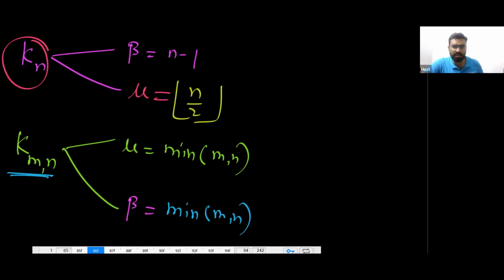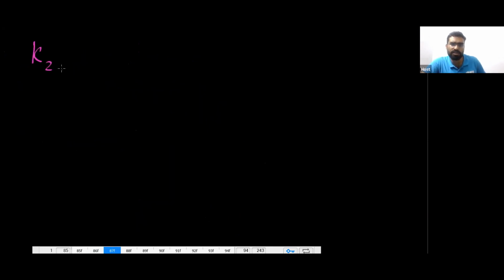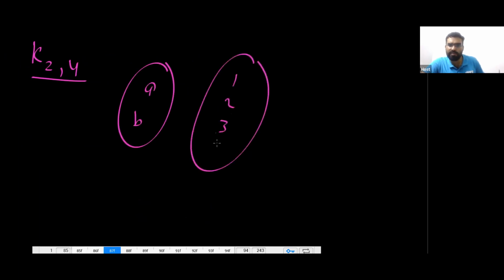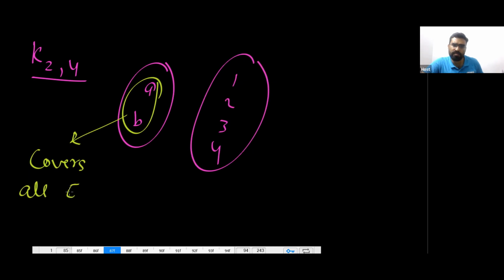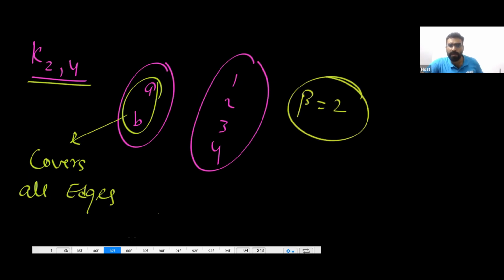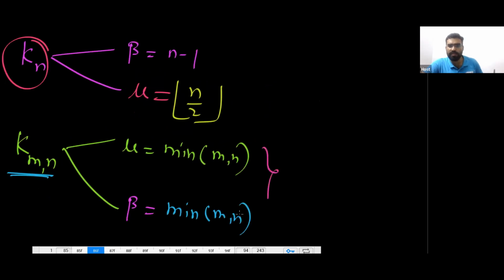Vertex cover, because if you have a graph like K m comma n, for example K 2 comma 4. Vertex cover means the vertices which will cover all the edges. So this will cover all the edges, and I can say beta will be equal to 2. So this is the idea. For K m comma n also, these will be the same. But for complete graph, this will not happen. For cycle graph C even this will happen, and for C odd this will not happen. You can just check.